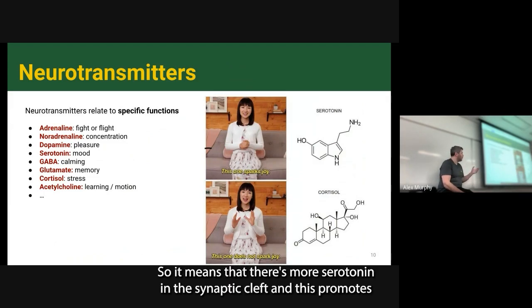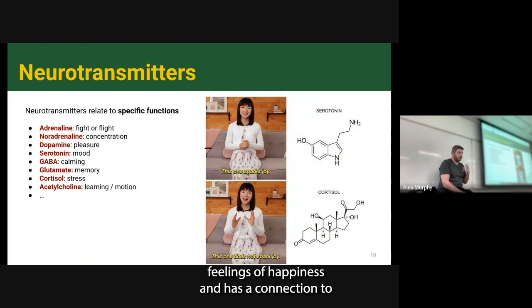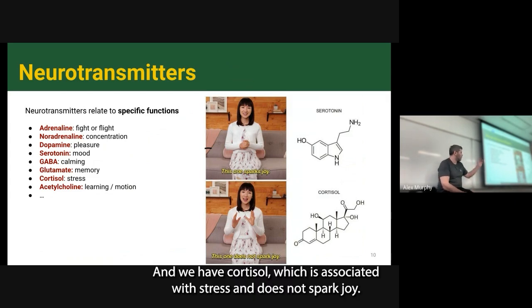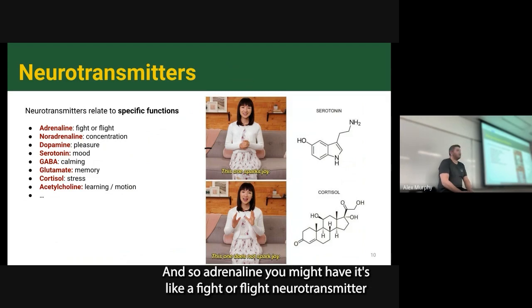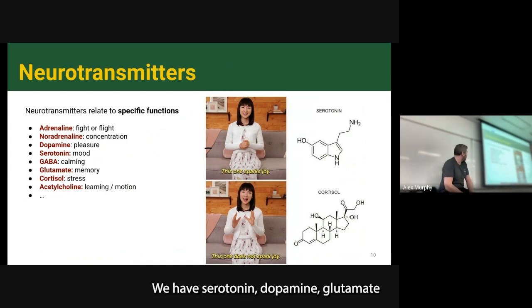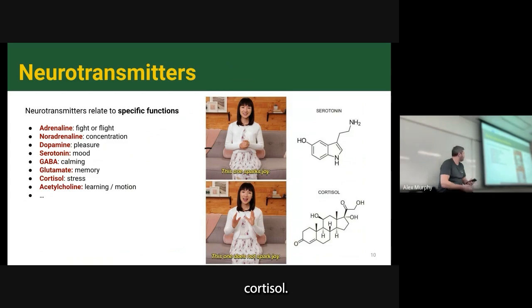So it means that there's more serotonin in the synaptic cleft, and this promotes feelings of happiness and has a connection to targeting depression. And we have cortisol, which is associated with stress and does not spark joy. And adrenaline, you might have heard, is like a fight or flight neurotransmitter. What else do we have here? We have serotonin, dopamine, glutamate, cortisol, GABA.